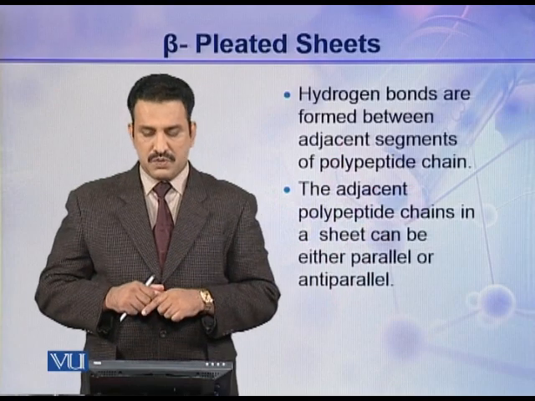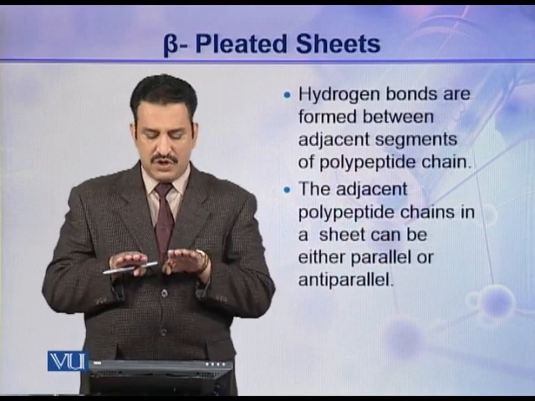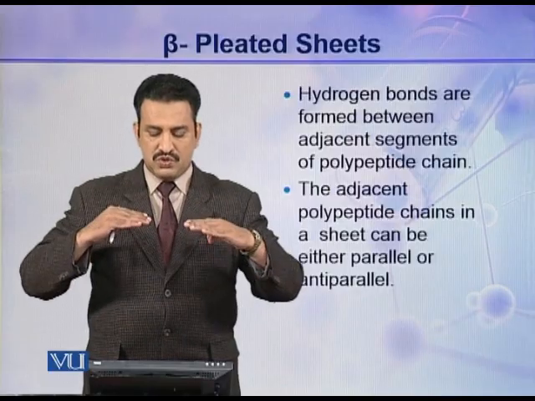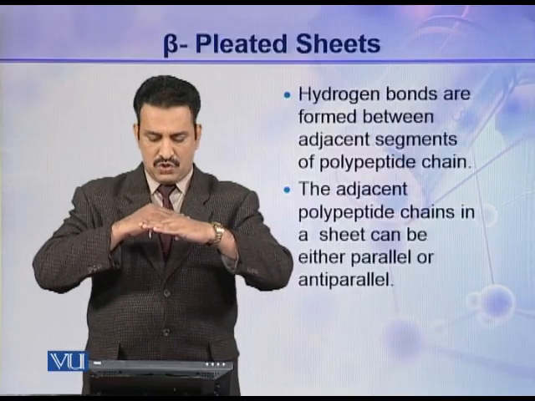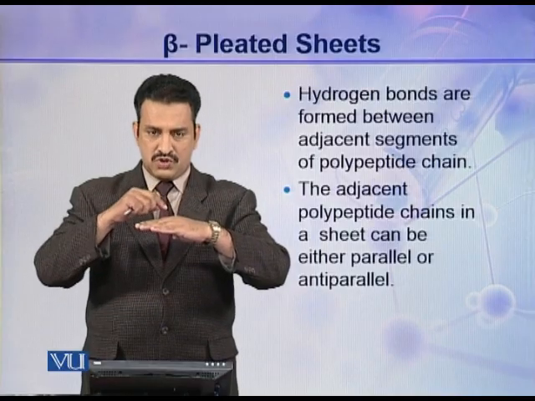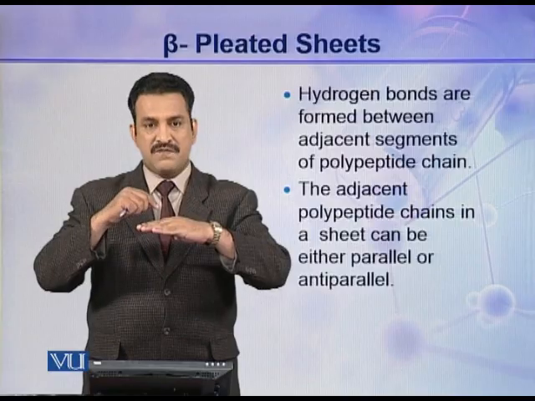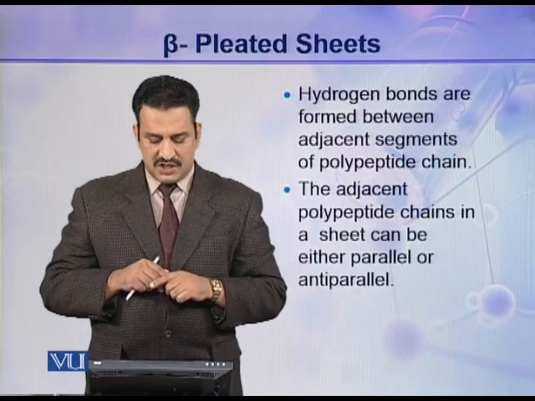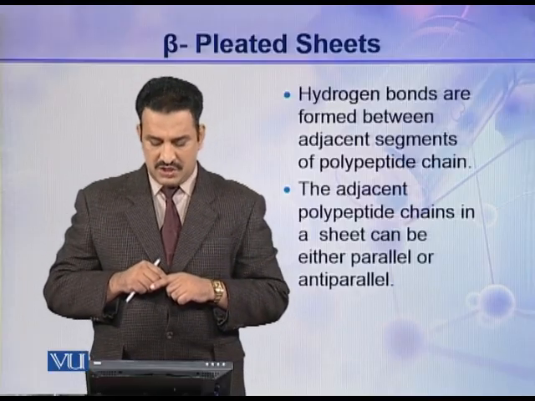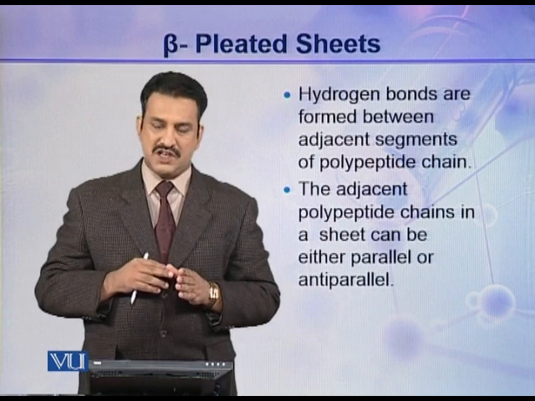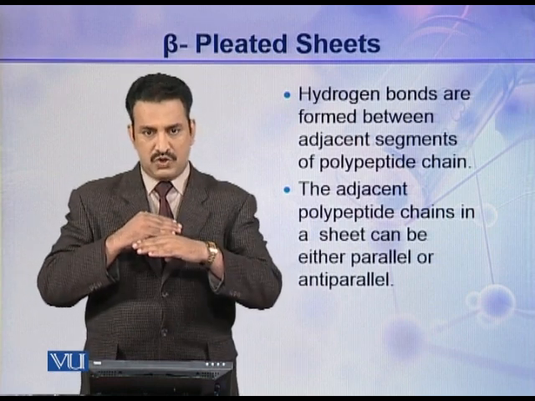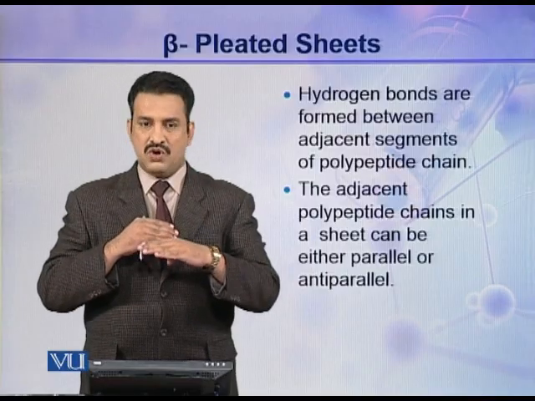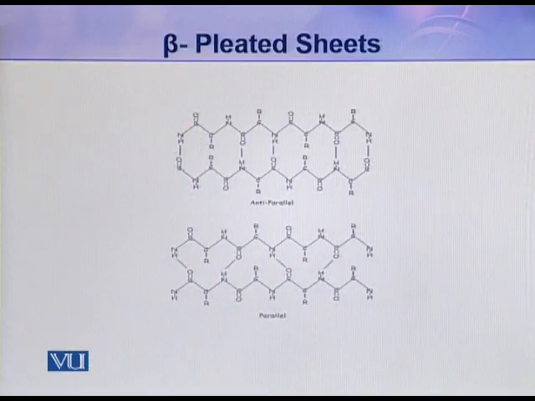Hydrogen bonds are formed between adjacent segments of polypeptide chains. So when two zigzag polypeptide chains come close to each other, hydrogen bonds are formed between different segments of these two polypeptide chains. The adjacent polypeptide chains in a sheet can be either parallel or anti-parallel. So this arrangement of polypeptides is either parallel or anti-parallel. What is meant by parallel and anti-parallel? First, let us see the arrangement of hydrogen bonds.